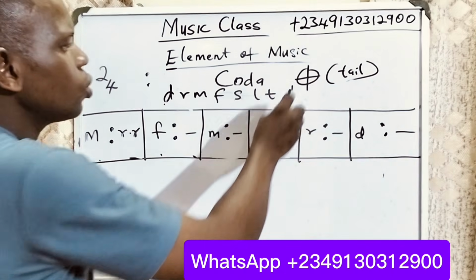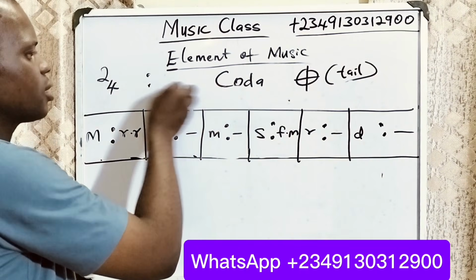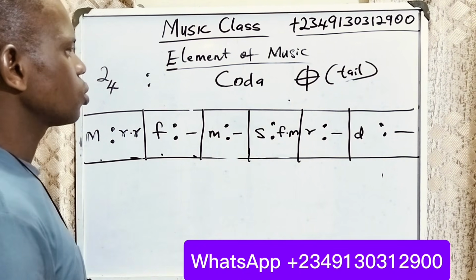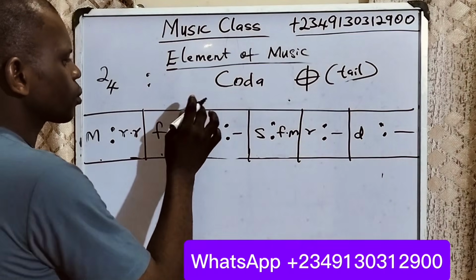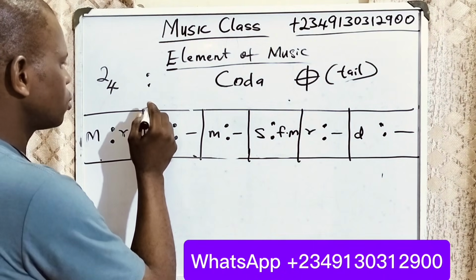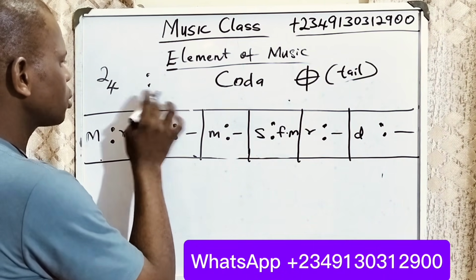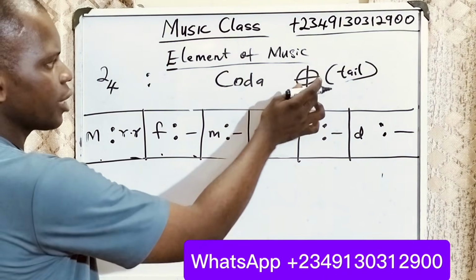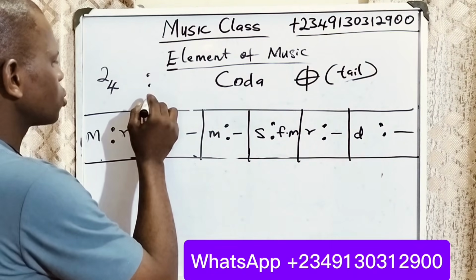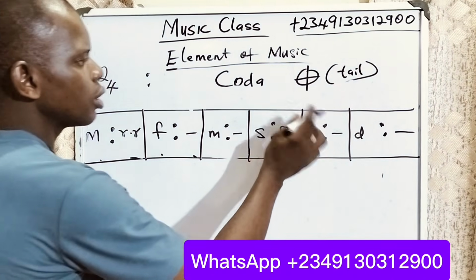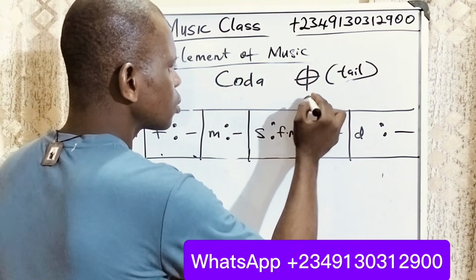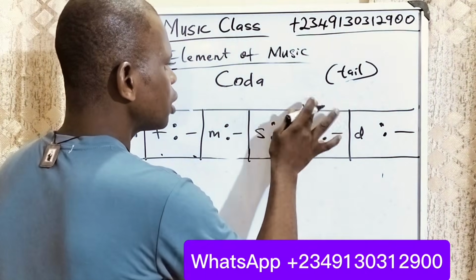Okay, so how do we then apply this Coda now? First of all, if I see it, maybe by word or by sign, you can use this. So the Coda may be written here. The Coda may be written here.